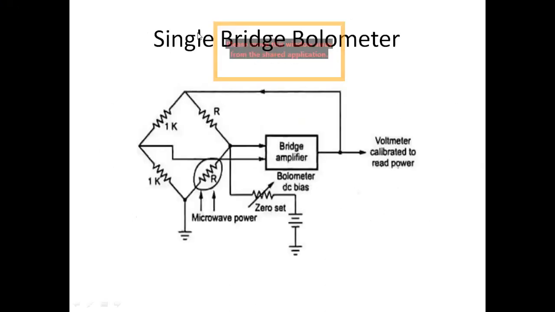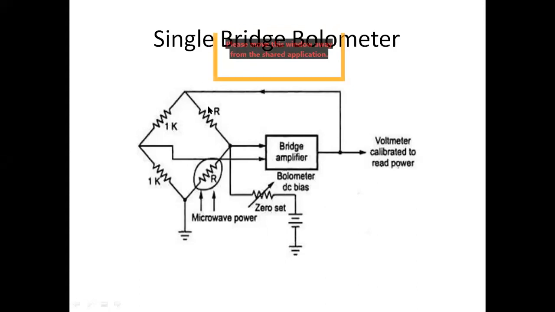In measurement of low power, we will have two types of circuits, that is single bridge bolometer and dual bridge bolometer. In single bridge bolometer, first we will balance the bridge using this variable resistance and variable power supply. Once the bridge is balanced, we will expose the microwave power to that thermistor. Once the power reaches the thermistor, the resistance will vary based on that variable resistance.